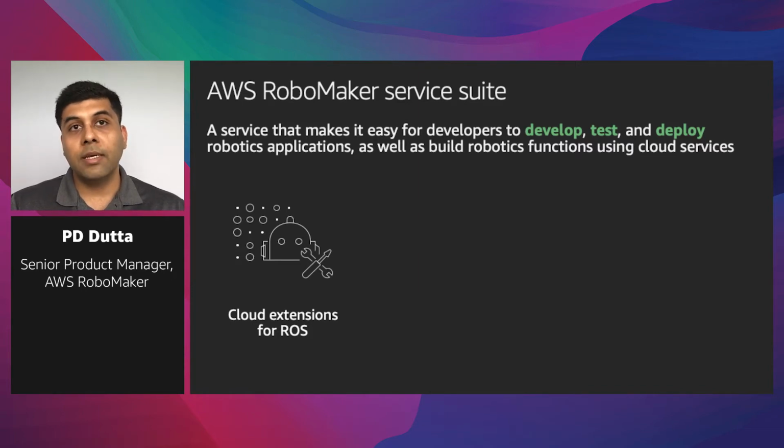RoboMaker provides these cloud extensions as open source ROS packages so that you can build your functions on the robot by taking advantage of the cloud APIs, all in a familiar software framework. These extensions make it easy to integrate with AWS services such as Amazon Kinesis Video Streams for video streaming and Amazon CloudWatch for logging and monitoring.